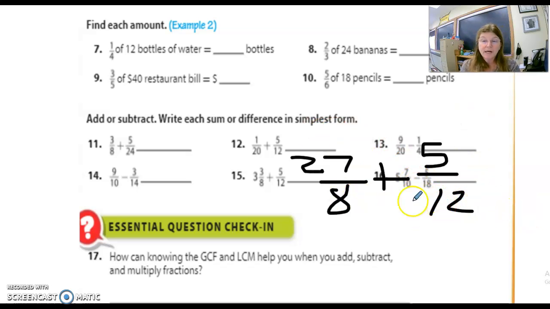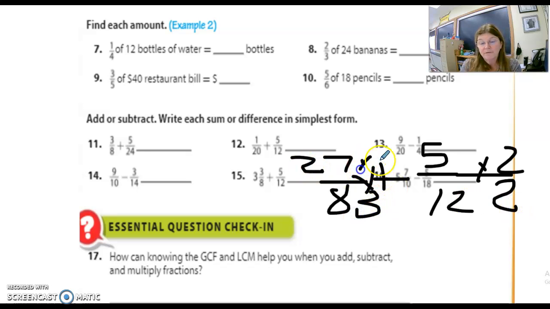I'm looking at that, trying to find a number that's going to both go into equally. And I know that 2 times 12 is 24, and I know that 3 times 8 is 24. Remember, what I do to the top, I must do to the bottom.